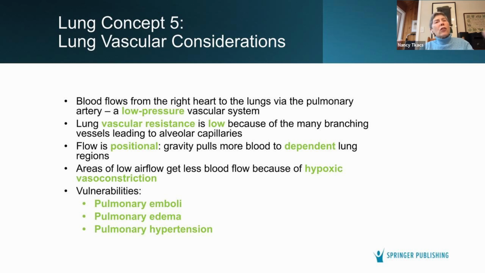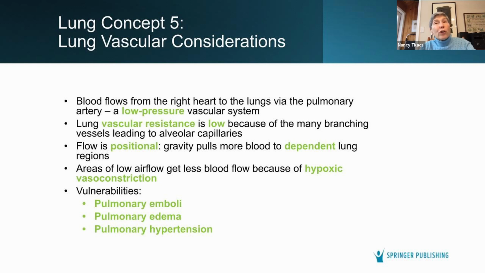The final big concept that we have for this chapter is the concept of lung vascular considerations. So of course, you have 2 sides of the heart. You have the right heart perfusing the lungs, the left heart perfusing the body. So blood flows from the right heart to the lungs through the pulmonary artery. This is a low pressure vascular system, unlike the systemic circulation, where the left heart has to pump blood all the way up to the head in the upright position, all the way down to the feet and back.